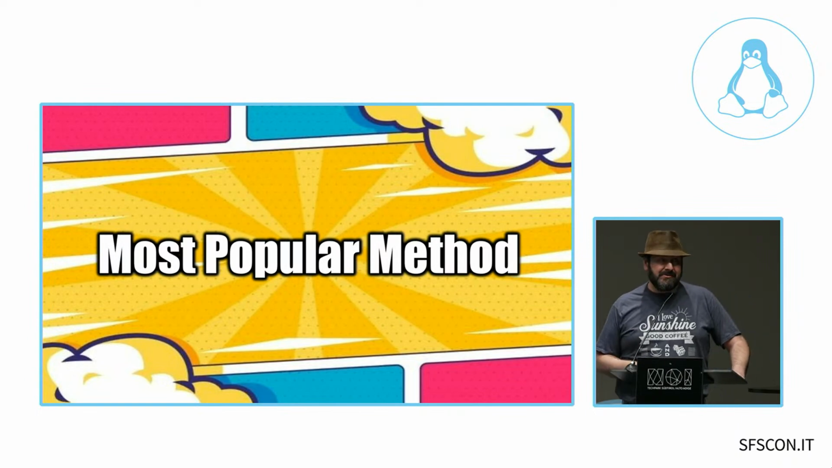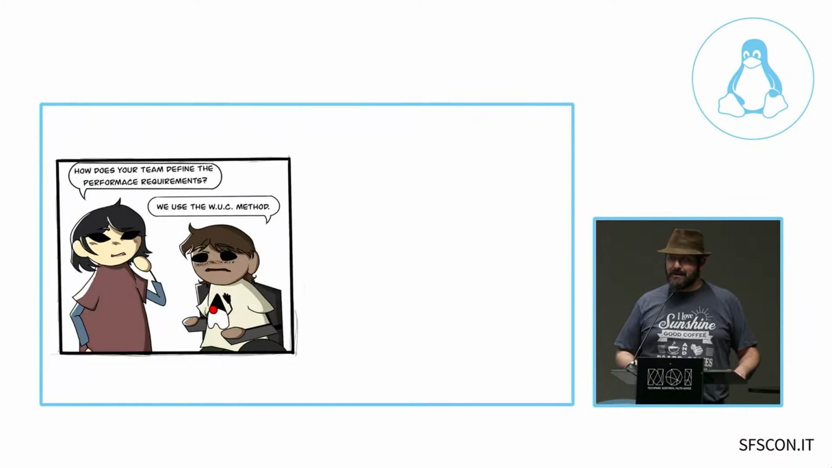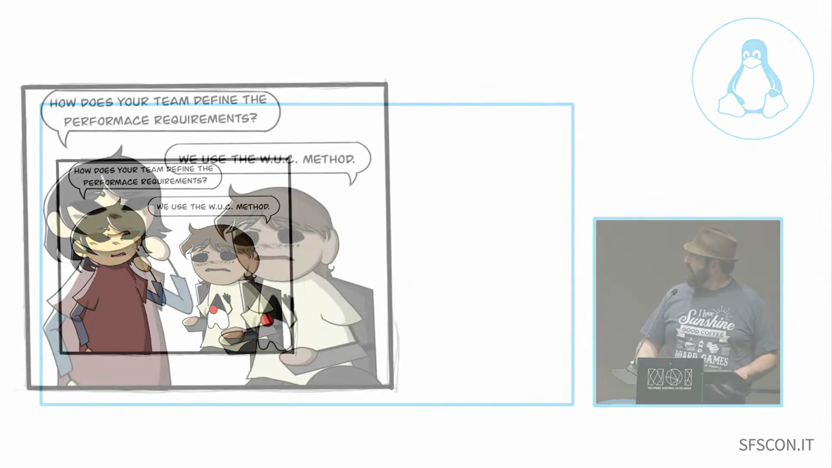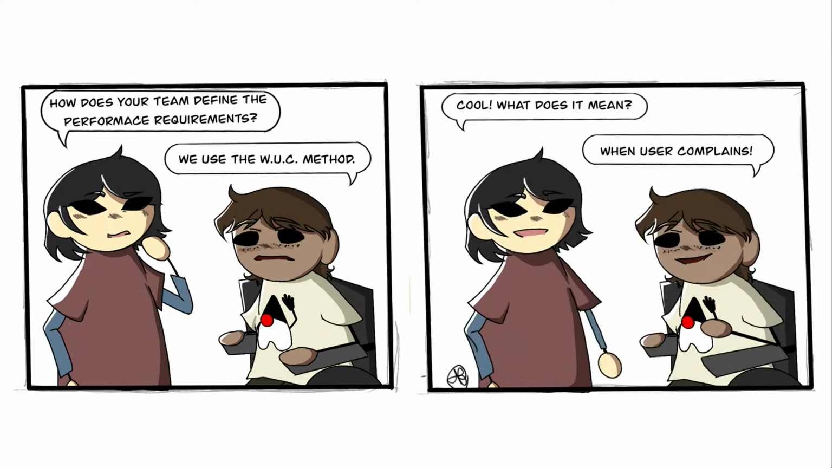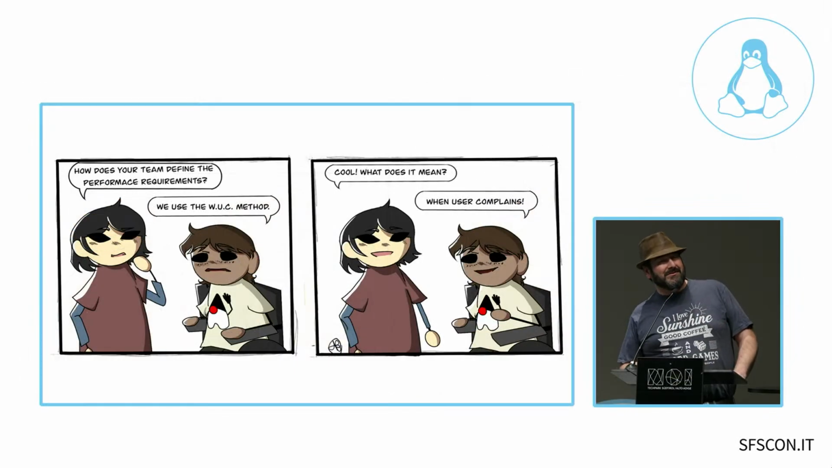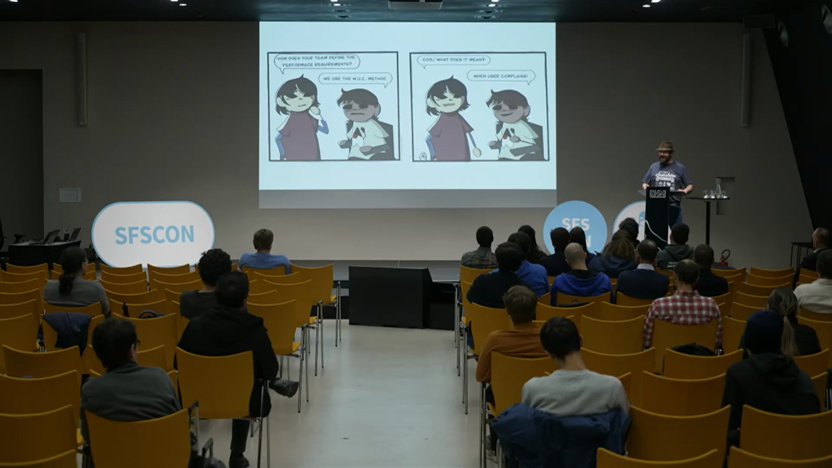The most popular method, I think maybe you have already seen someone using it, right? So when asked, okay, how does your team define performance requirements? She answered, we use the WUC method. Anyone knows this method? I think you know. It's when user complains, right? So the user did not say anything, let's just do it, and when the user complains, we figure it out, right?